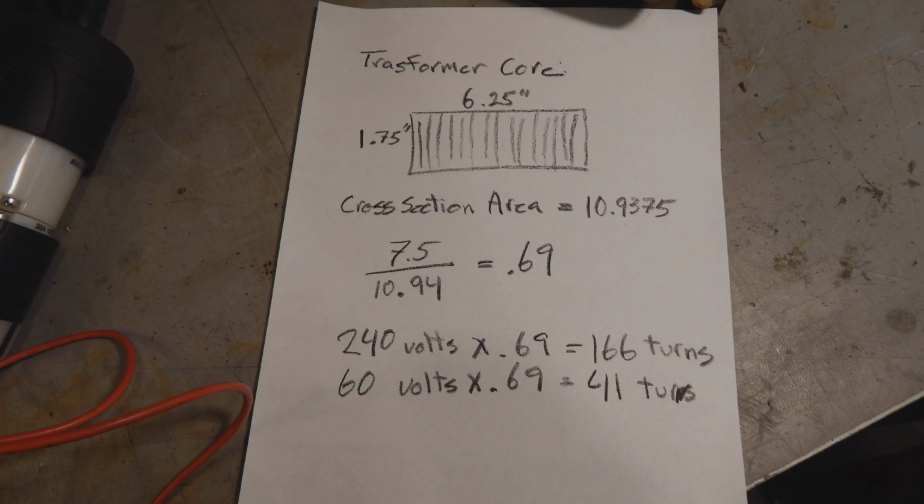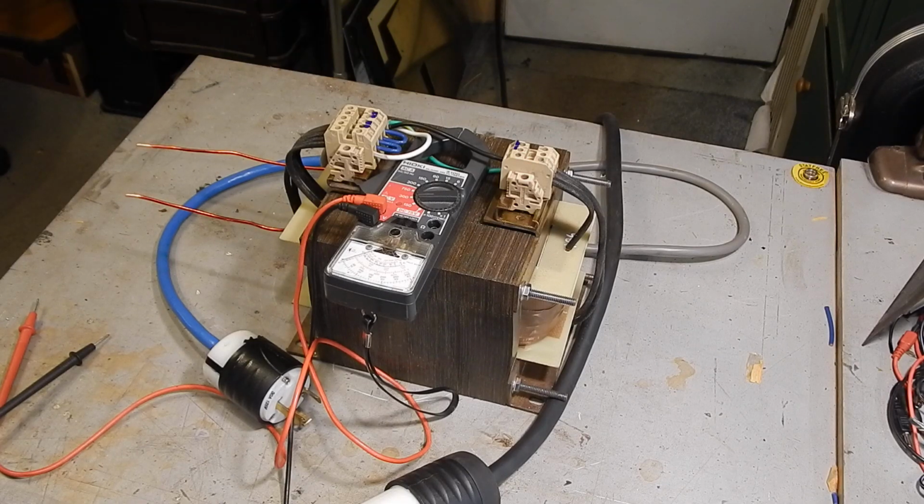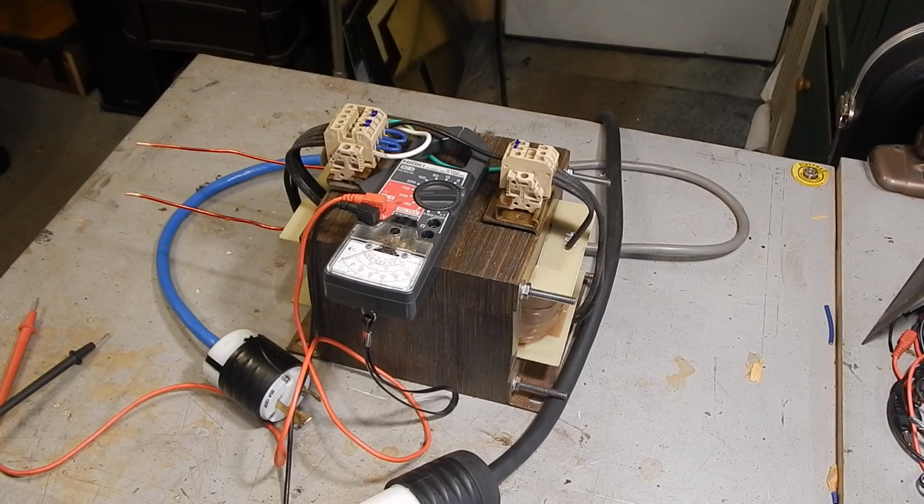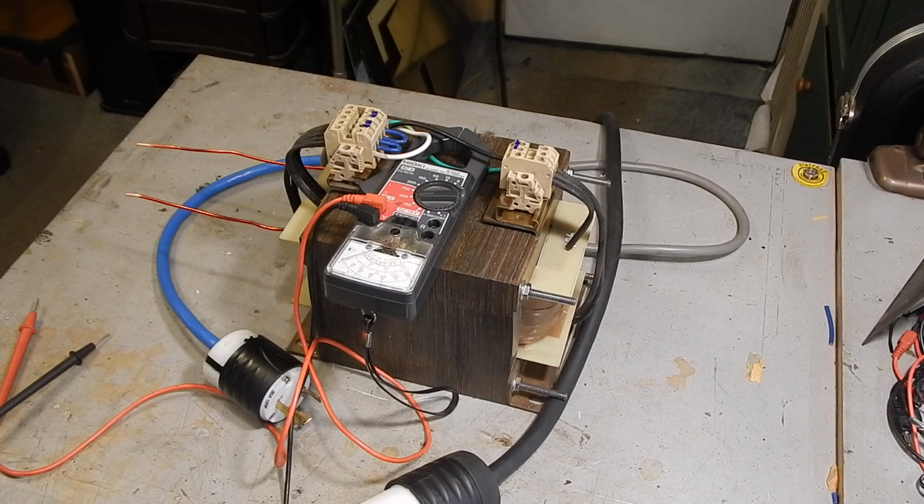So on my primary coil, this formula told me that I should have 166 turns. So I made a tap at 126 turns. I made a tap at 146, 166, and 186 turns. So hopefully one of those will work for me. And the whole thing won't blow up the moment I connect it to power. Which is exactly what I'm going to do now.